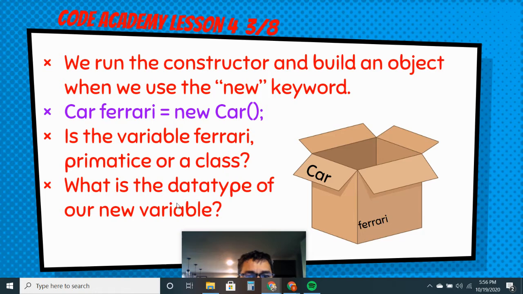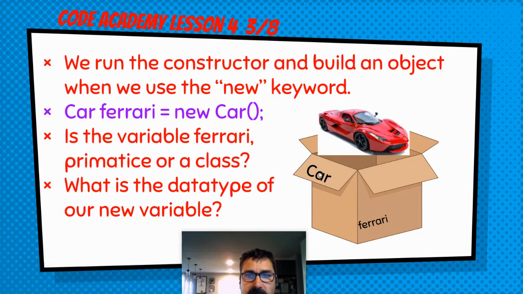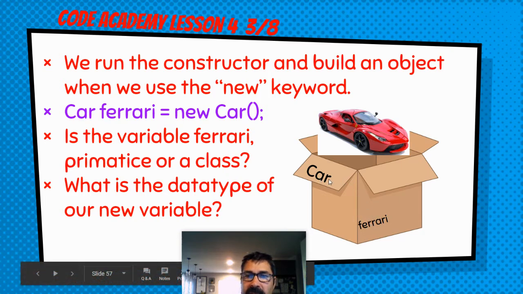And then what is the data type of our new variable? And the answer is, by the way, the name of this variable is Ferrari. The data type is car. Which is interesting, because we're creating a variable that's holding a data type that we created.